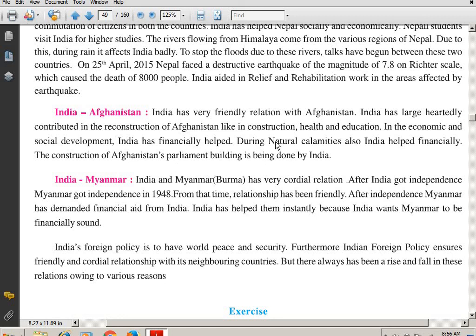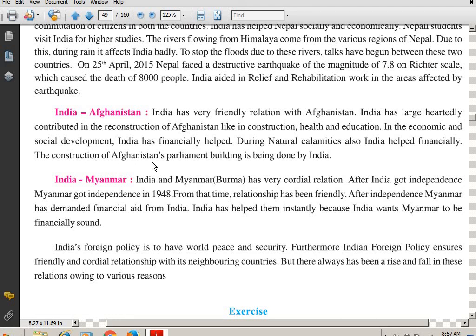Either helping them to construct their house or to build their health, that is, increase their immunity by giving medicines or in whatever way, and also in education. In the economic and social development, India has financially helped. Here India has given them money and also has helped Afghanistan. During natural calamities, also India helped financially.